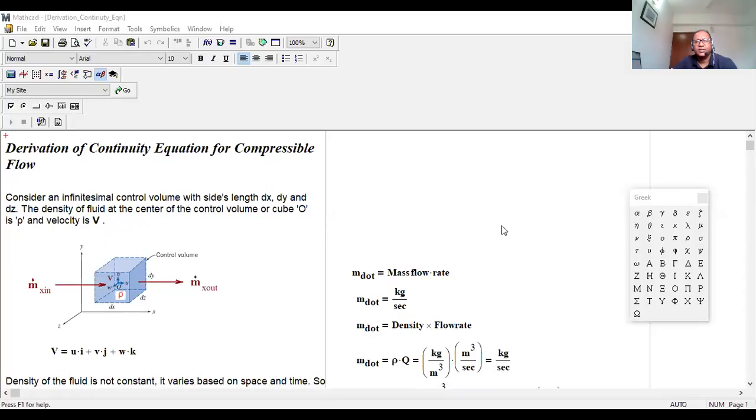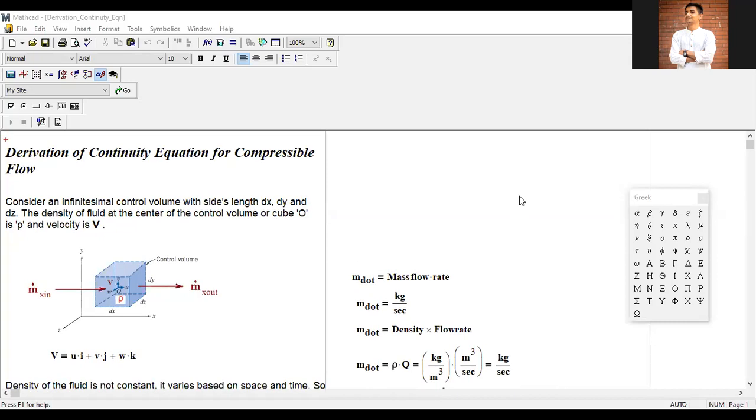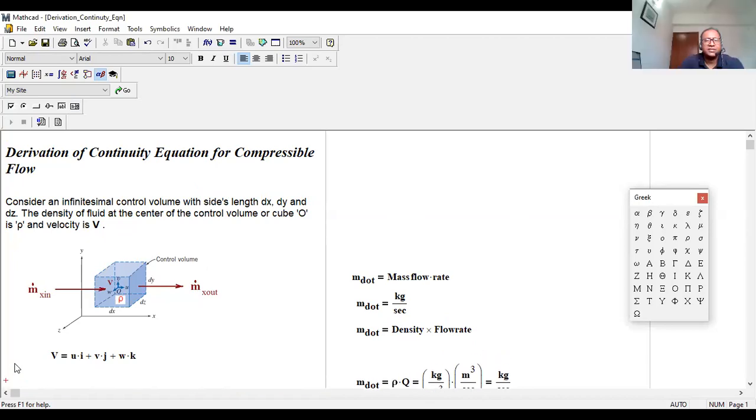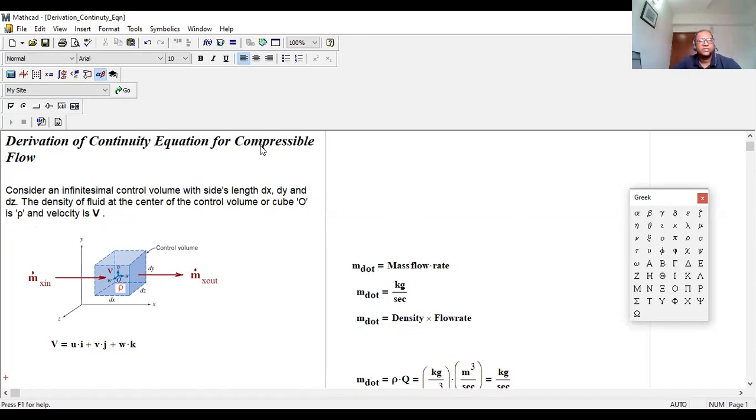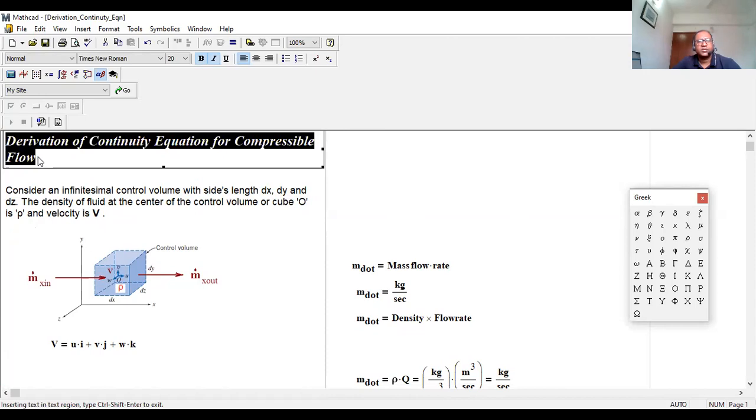Now let's derive that continuity equation. Wait 1 second. Okay, did you see the equation in the MathCAD file? Yes, sir. Okay, so let's see how we can derive it. It's a derivation of the continuity equation for compressible flow.